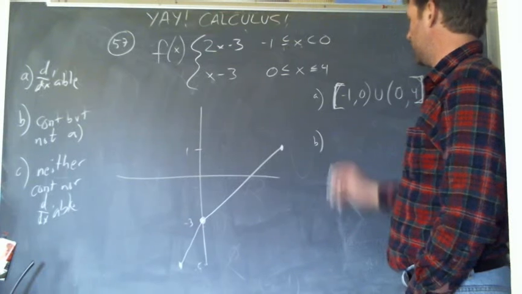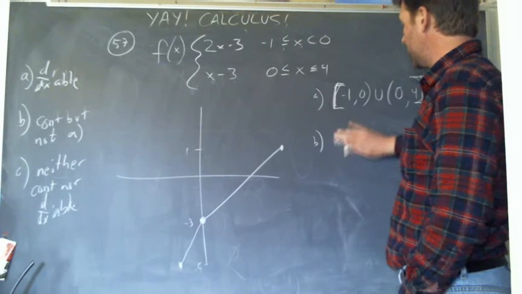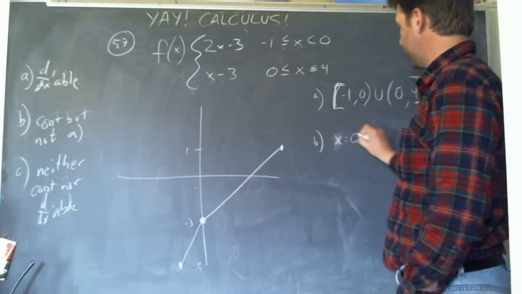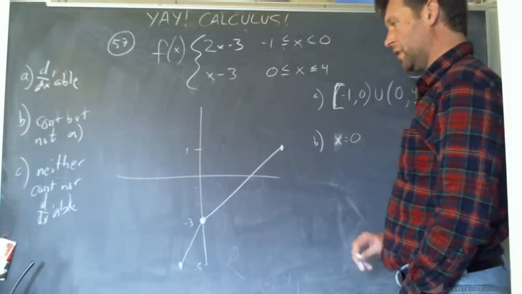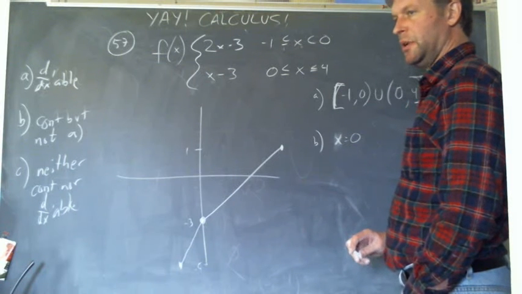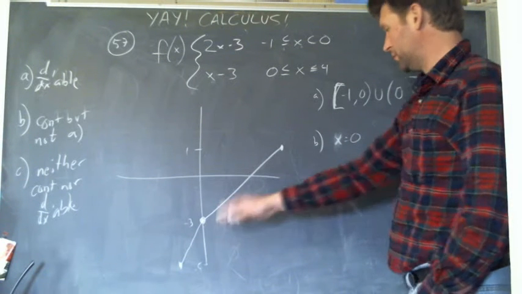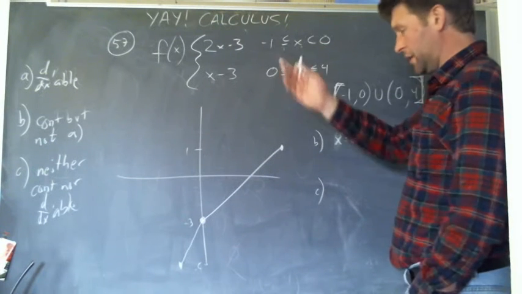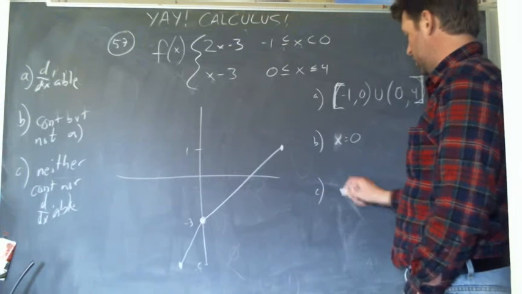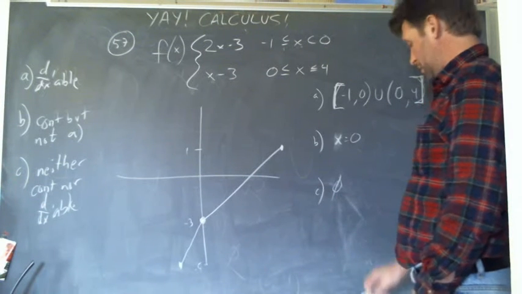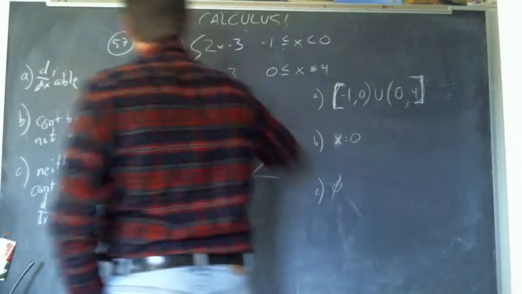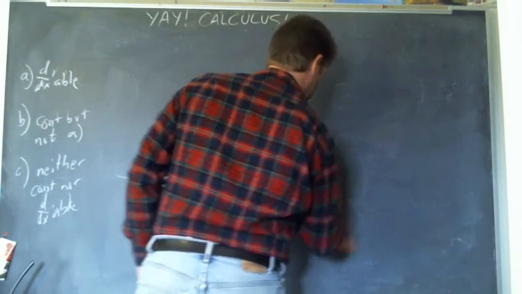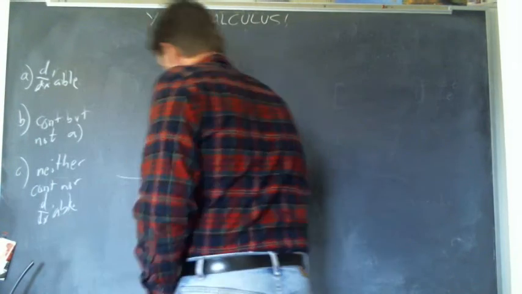Continuous but not differentiable, well, that would be at x equals 0, just at x equals 0. And then C, neither continuous nor differentiable. Well, it's nowhere. We're perfectly continuous, so nowhere, provided we're on its domain up here. All right. That one was nice and easy compared to the last one. That's good. I'll make mistakes. Everybody makes mistakes.